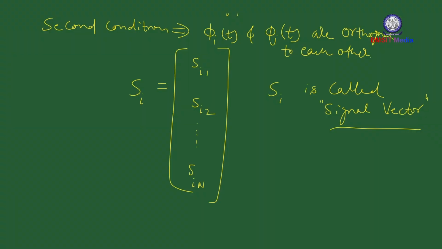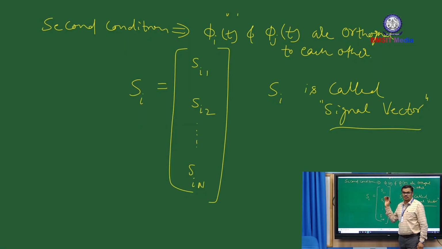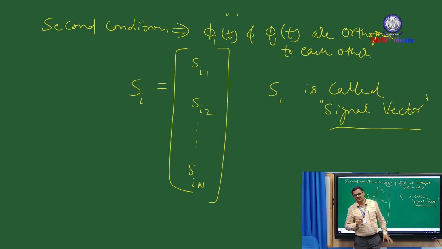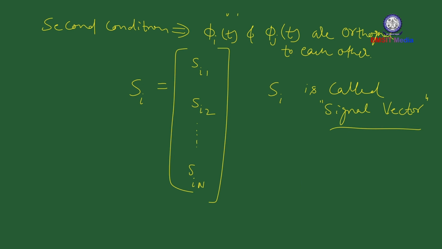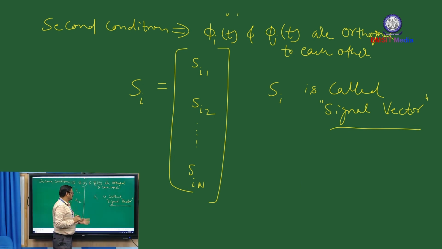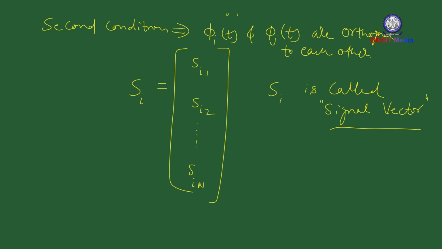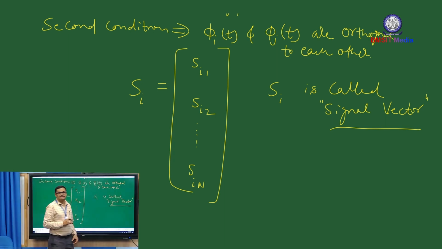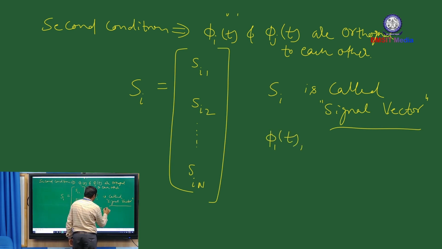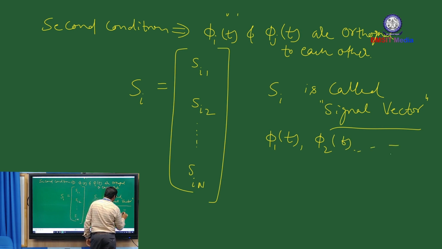So the signals S1 of t, S2 of t and so on up to Sm of t are the m points in the signal vector S1, S2 and so on up to Sm. These m signal points are known as the message points in the Euclidean space. The Euclidean space is formed with the basis functions phi 1 of t, phi 2 of t and so on up to phi n of t.